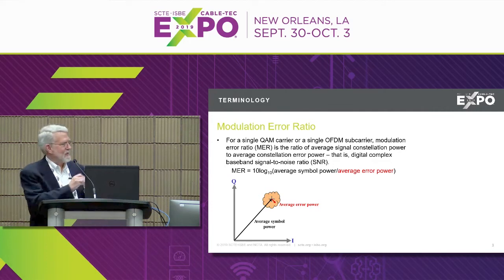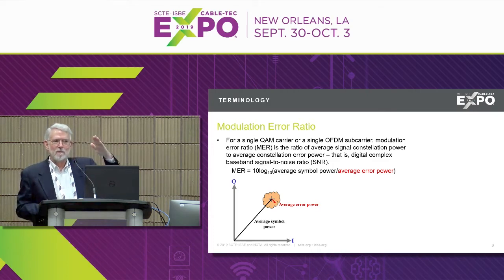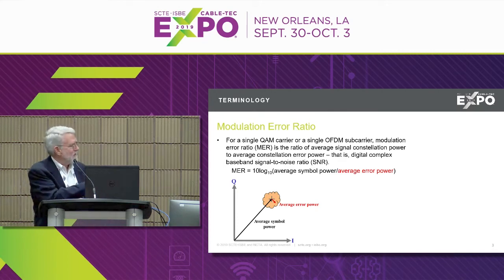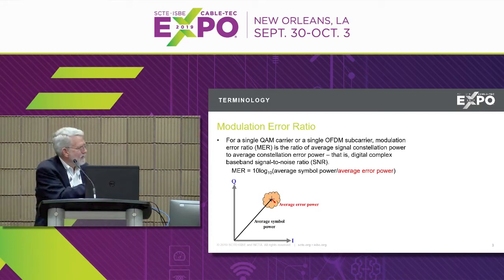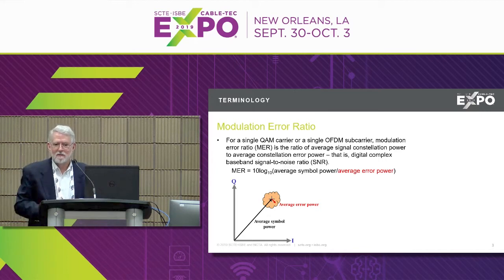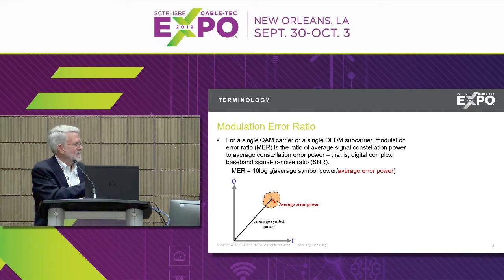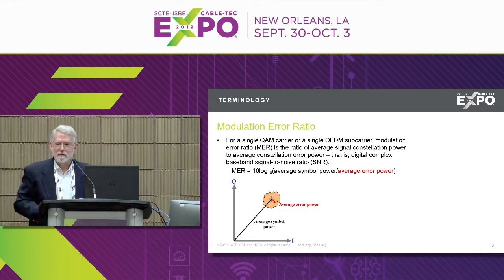Where things start to get interesting is that in the real world, the absolute or instantaneous value of amplitude and phase is supposed to be an ideal value, but it's not. It's corrupted by noise and distortions and other things. So if we were to plot the length of this arrow and where the tip of that arrow appears over a period of time and draw a little dot where that is, we're going to get this little cloud of dots that represent the instantaneous amplitude and phase of that signal. And the ratio of the average symbol power in this case to the average error power here is MER.